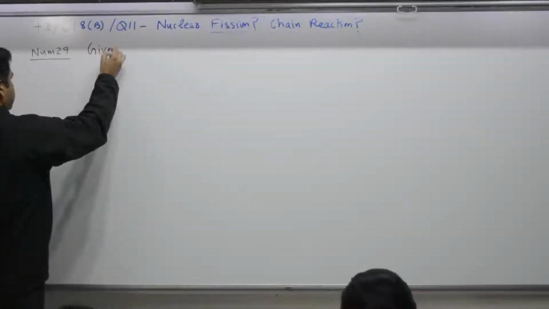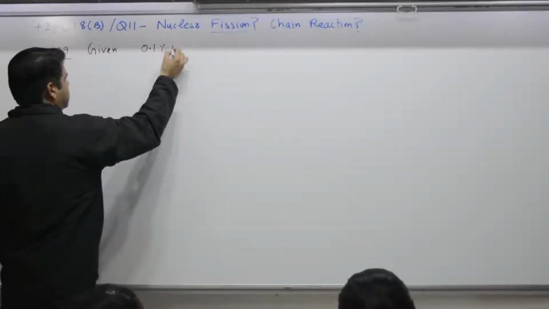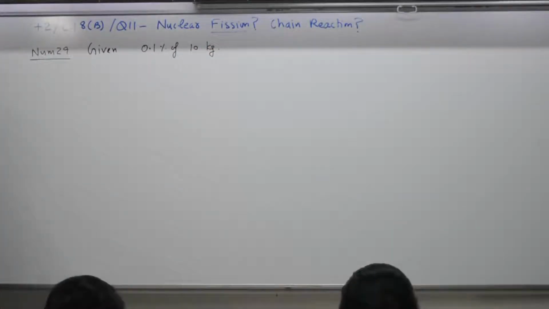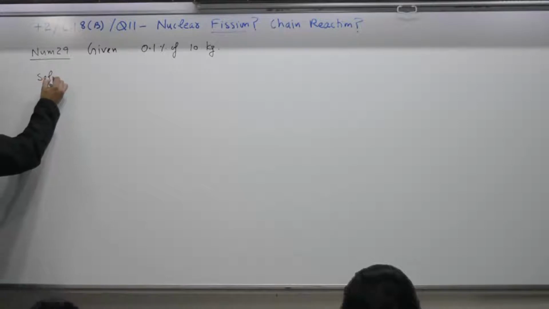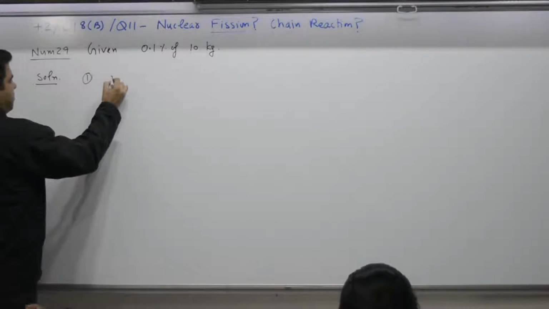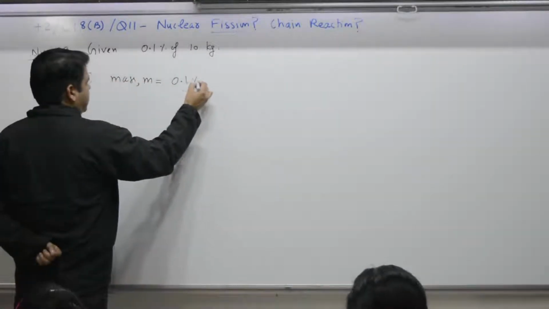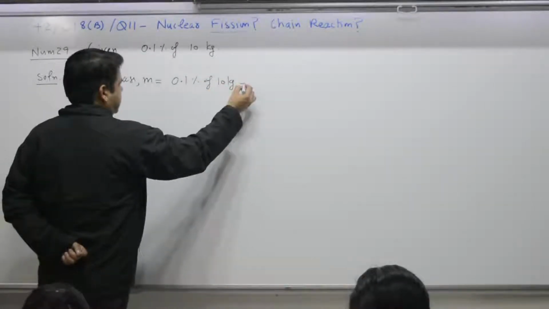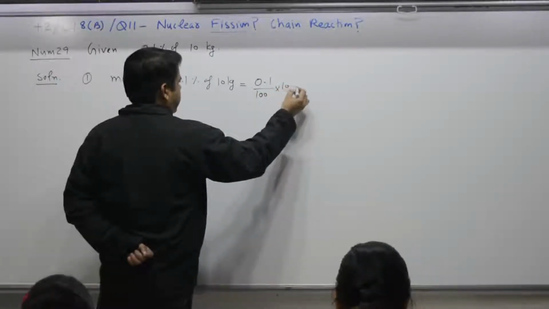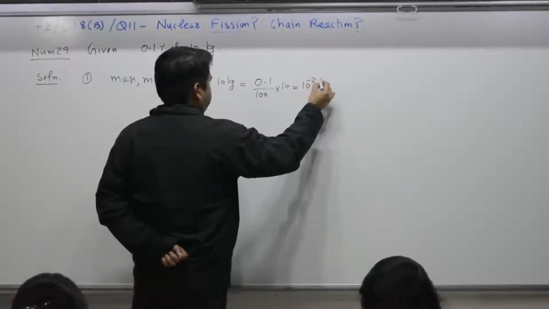Given, 0.1% of 10 kg is used, correct? So, step 1, mass M is equal to 0.1% of 10 kg, which is equal to what? 0.1 by 100 into 10 comes out to 10 raised to power minus 2 kg.